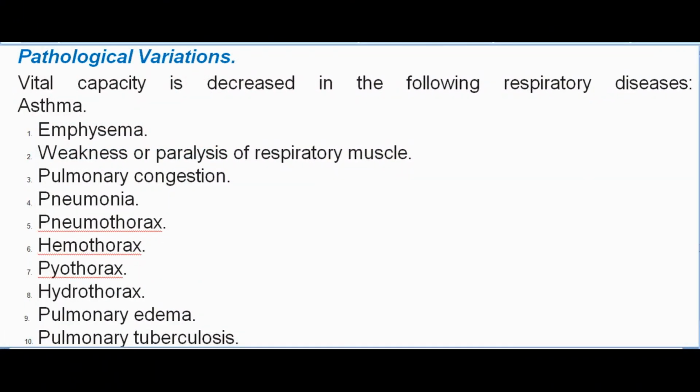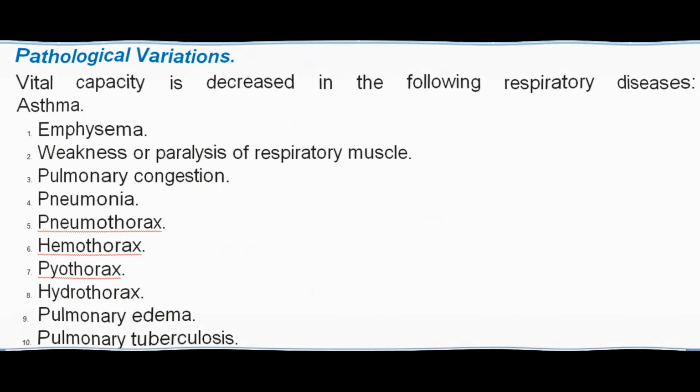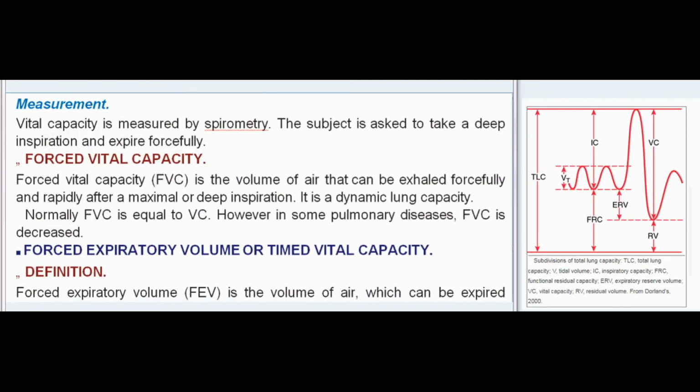Pathological variations. Vital capacity is decreased in the following respiratory diseases: asthma, emphysema, weakness or paralysis of respiratory muscle, pulmonary congestion, pneumonia, pneumothorax, hemothorax, pyothorax, hydrothorax, pulmonary edema, pulmonary tuberculosis. Measurement. Vital capacity is measured by spirometry. The subject is asked to take a deep inspiration and expire forcefully.